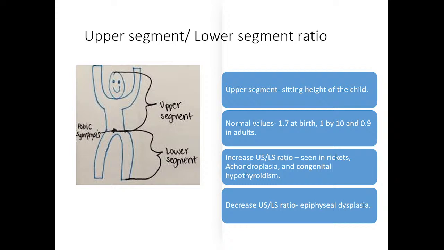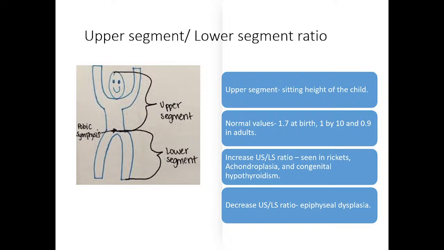At the time of birth, usually the upper segment is more than the lower segment. So the ratio is usually 1.7 at the time of birth. This ratio becomes equal by the age of 10 years. Okay, and then this ratio in adults usually comes down. So our lower segment is a little on the higher side and the upper segment is on the lower side. That is the adult ratio, 0.9.